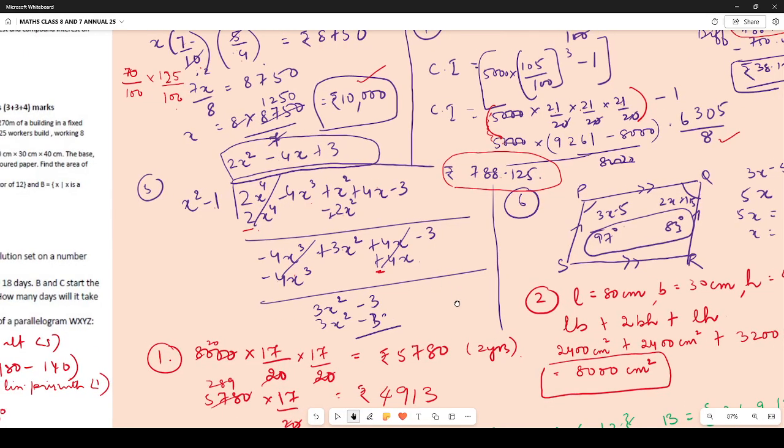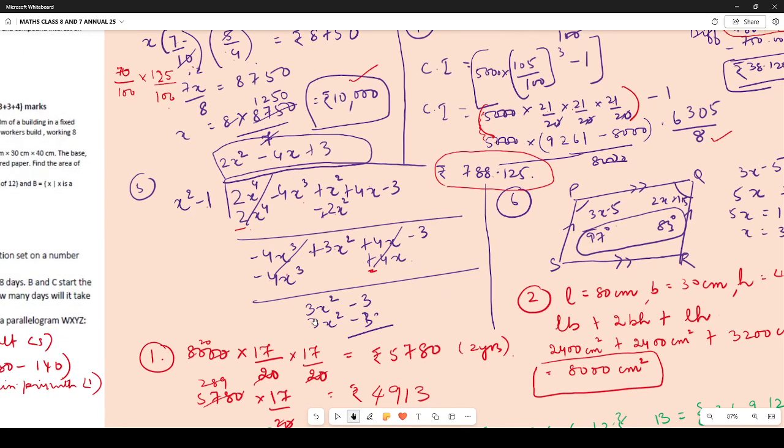divide it and you get the answer. You are left with 3x square minus 3, and you simply multiply it with 3 and you get 3x square minus 3, and all of them get cancelled over here. So 0 remainder, and the answer is 2x square minus 4x plus 3.